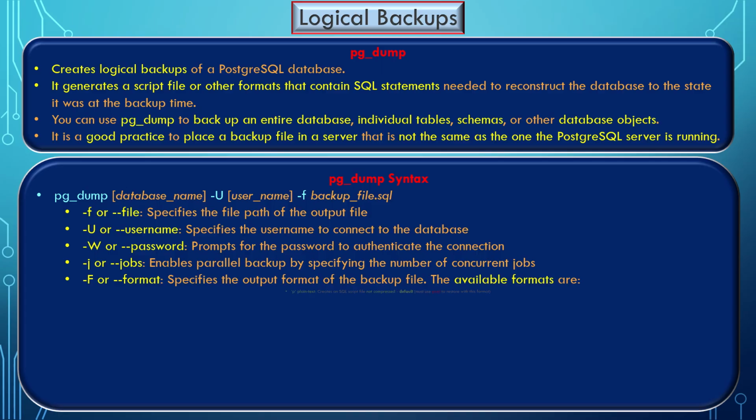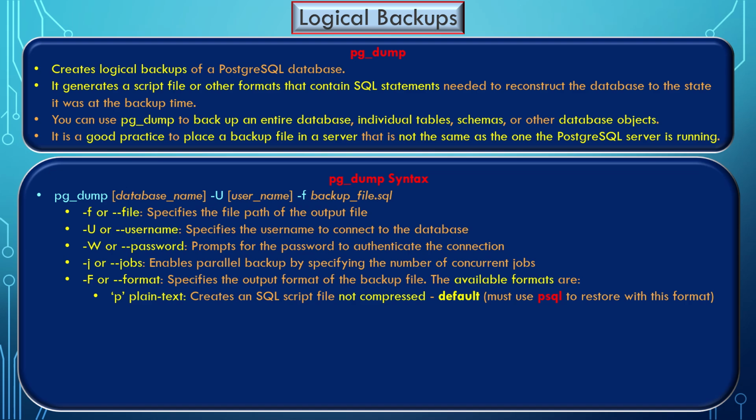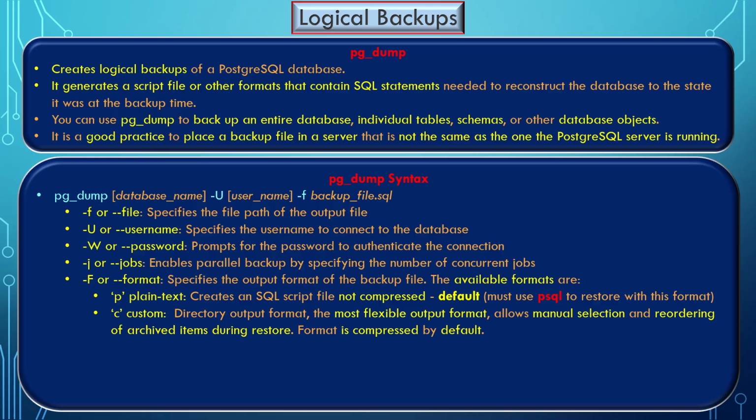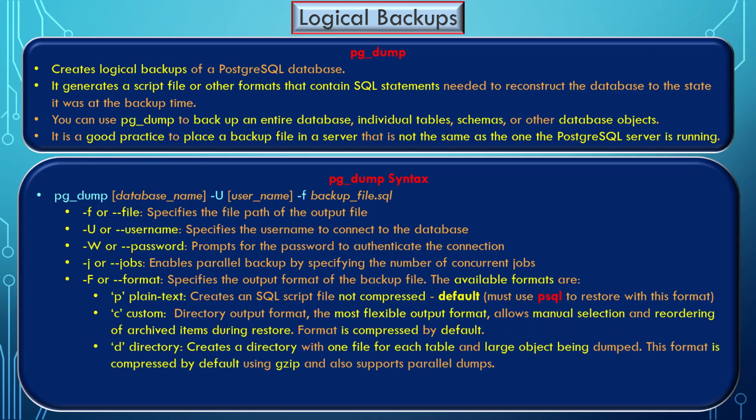The available formats are p for plain text, which creates an SQL script file that is not compressed, which is the default behavior. c or custom is the most flexible output format that allows manual selection and reordering of archived items during a restore. This format is compressed by default.